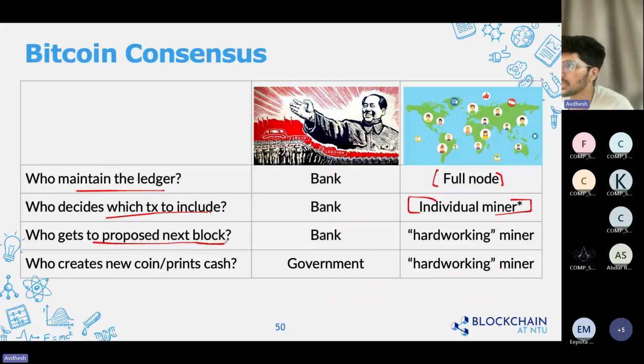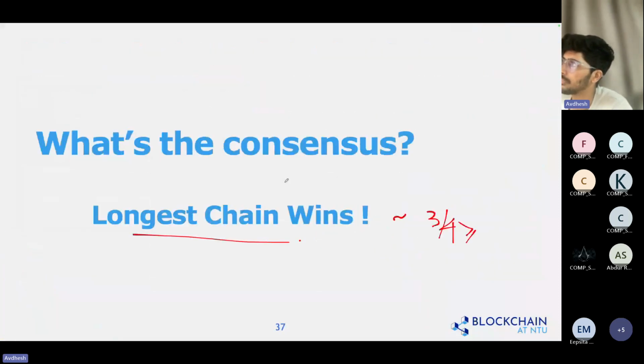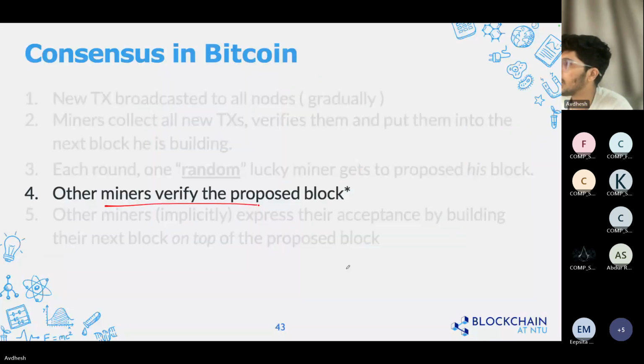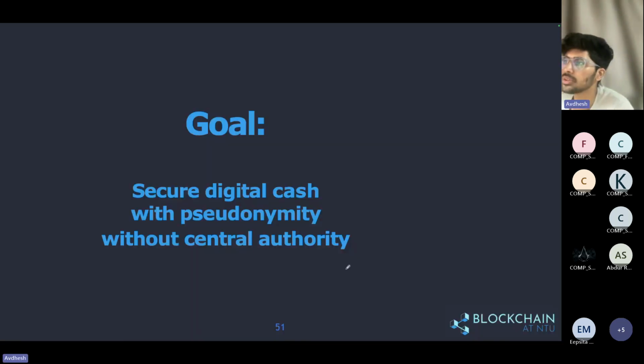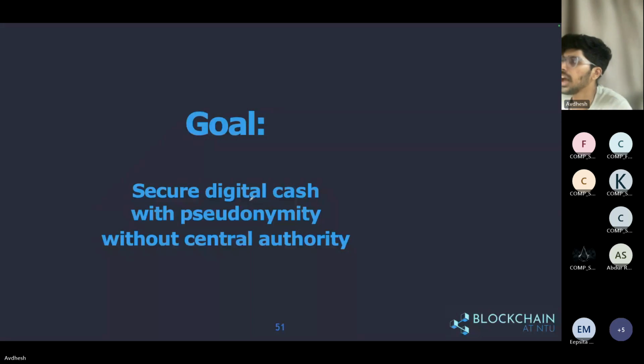Who gets to propose the next block? The hardworking miners, meaning the neighboring miners of Emmanuel, are going to propose the block which will come after block 10. And again, who creates new coins or prints cash? It can be either a hardworking miner or an individual miner as well, but the common term is the hardworking miner.